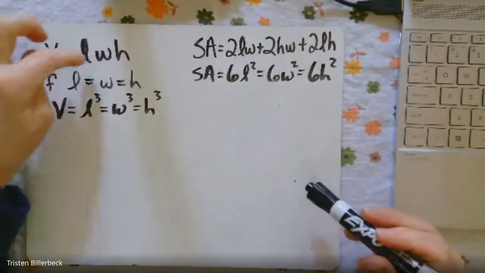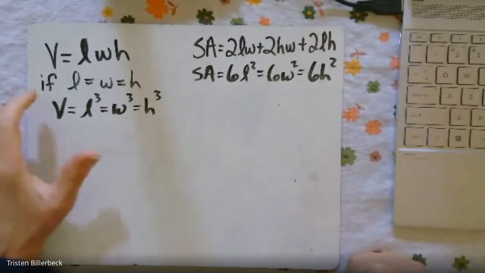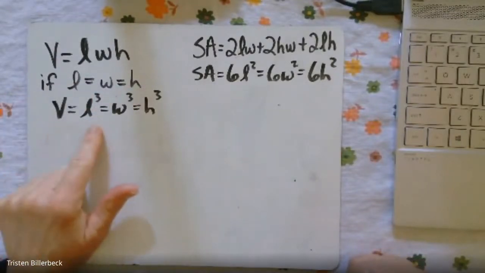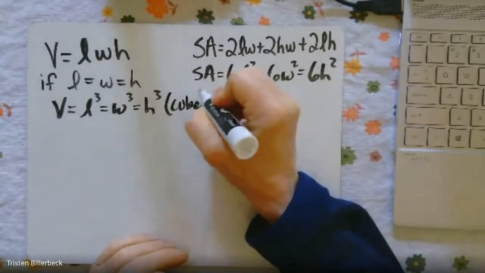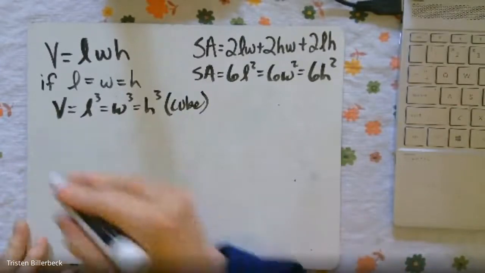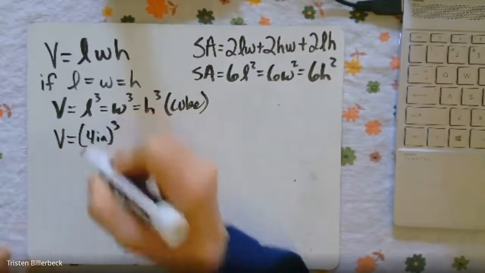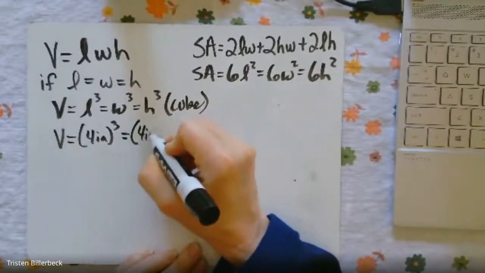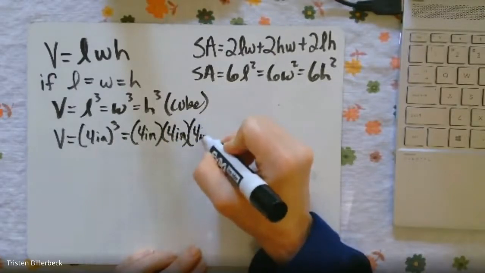Volume is defined as length times width times height for a rectangular prism. So with a cube, the length, the width, and the height are all equal, which means the volume for a cube can be defined as L cubed, length cubed, width cubed, or height cubed. So if we had a 4-inch cubed solid, that would be 4 inches times 4 inches times 4 inches.